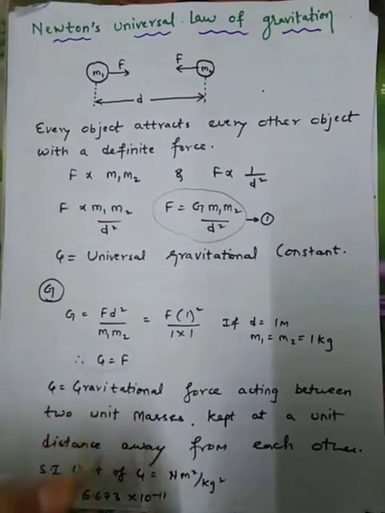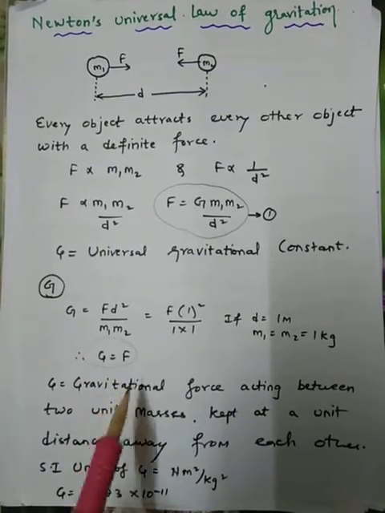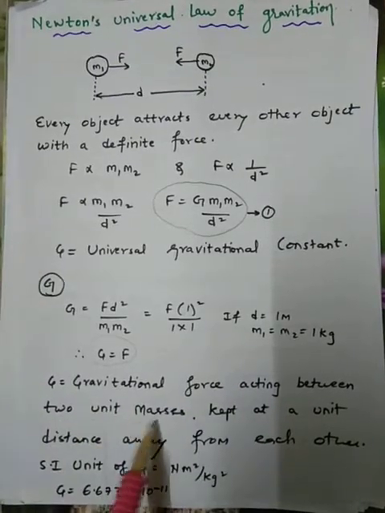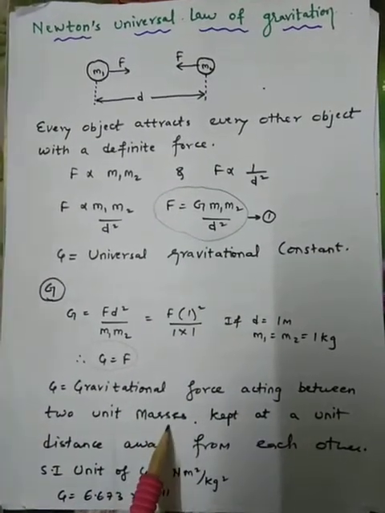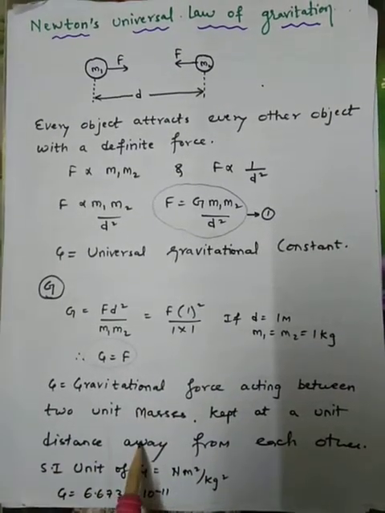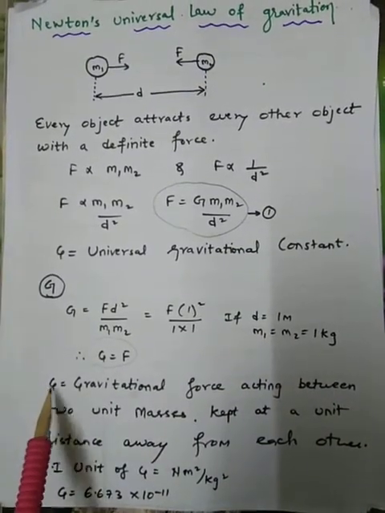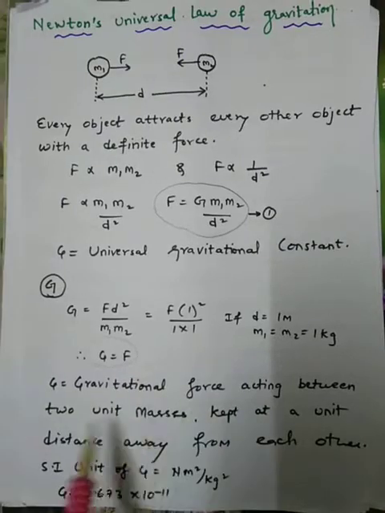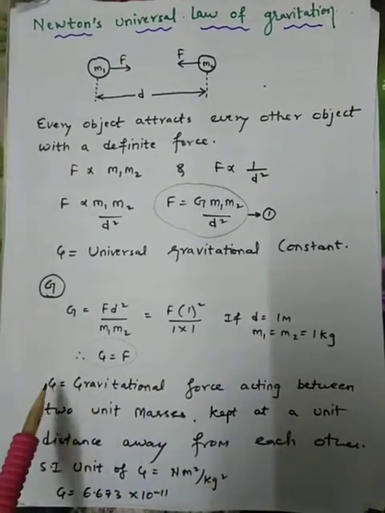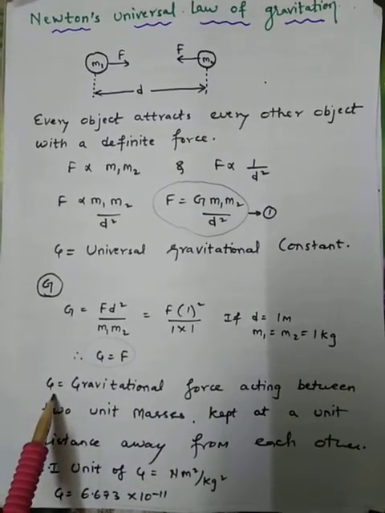How I can define G? G can be defined as the force. G became equal to force, no? So G is gravitational force which is acting between two unit masses. Unit masses means m1 and m2 is equal to 1 kg. They are kept at a distance of unit from each other, means that d distance is 1 meter. So that was the definition of capital G. It is the force of attraction between two unit masses kept at a unit distance away from each other. You need to remember the definition for capital G, which is called universal gravitational constant.